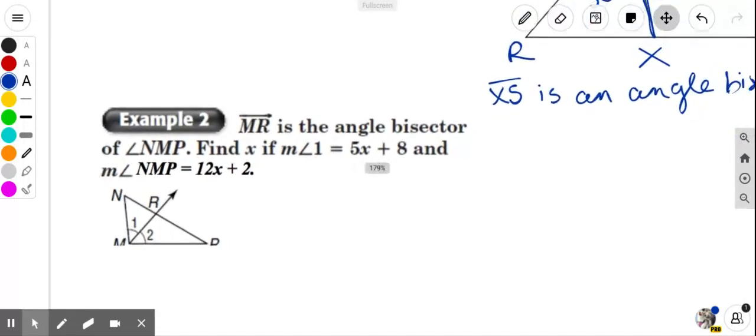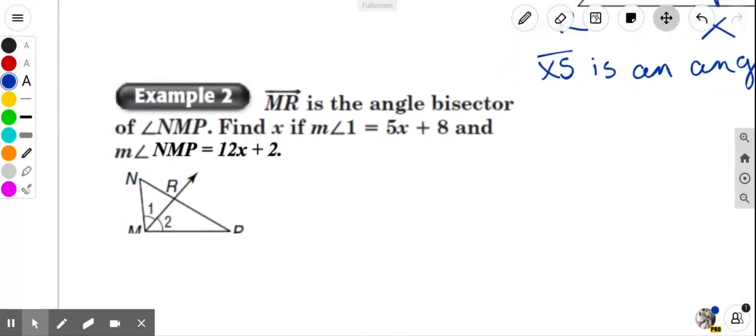So here's an example. It says MR is the angle bisector of NMP. So let's look at the picture. That means that angle 1 and angle 2 are equal. So let's see what I gave you. I gave you that angle 1 is 5x plus 8. This picture is really small, so typically you're going to label, but it's really tiny.